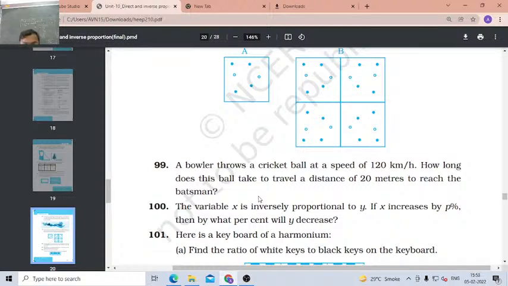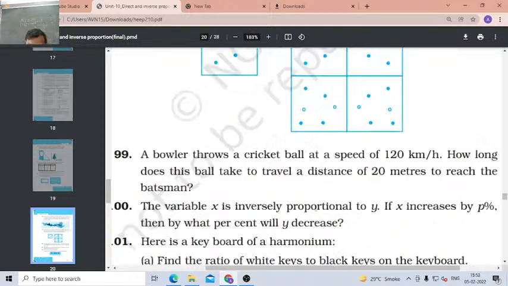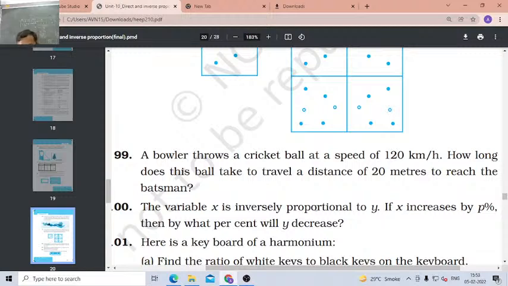All of you do this question. A bowler throws a cricket ball at a speed of 120 km per hour. How long does the ball take to travel a distance of 20 meters to reach the batsman? Let me zoom in.